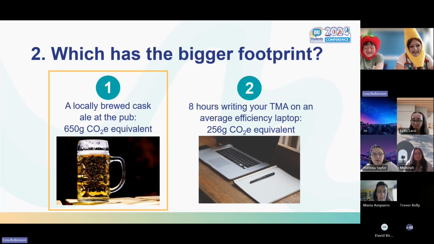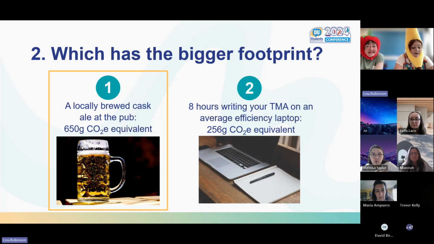Okay, so question 2. I'm really sorry, but hear me out. You probably spend more than 8 hours on some TMAs. So the beer may still be okay here, but it has quite a big footprint. Unfortunately, brewing is quite energy intensive, and obviously there's the transport and all sorts involved. It makes the beer the bad guy here.